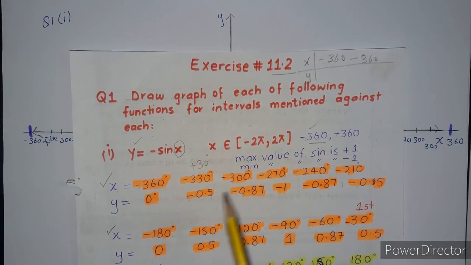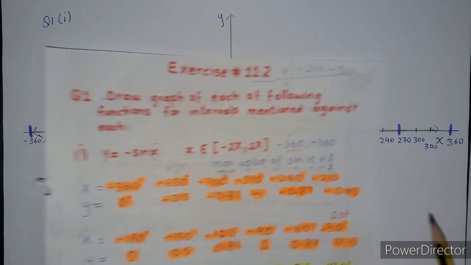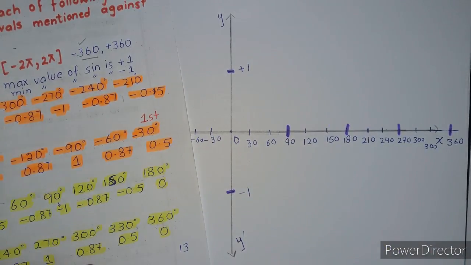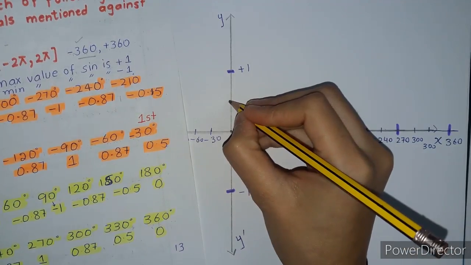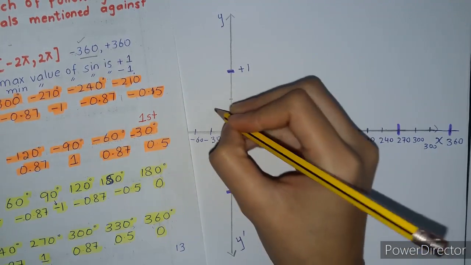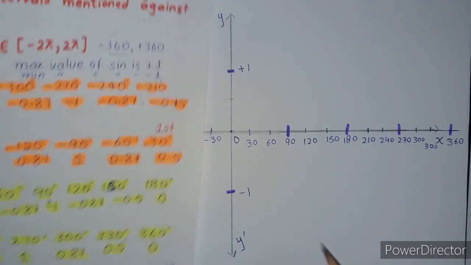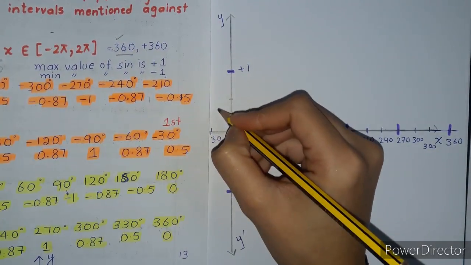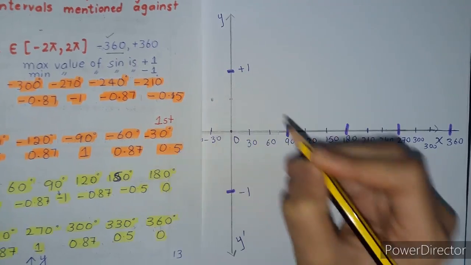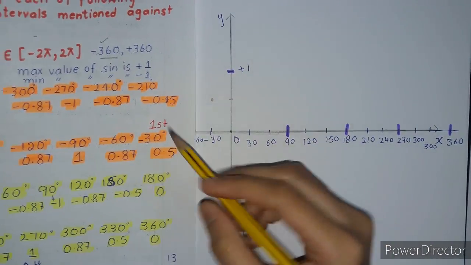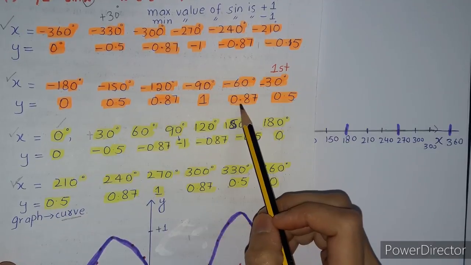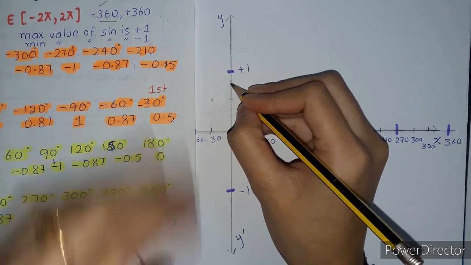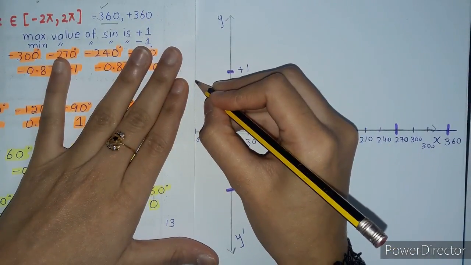First x value we will start from minus 30. Minus 30 is 0.5, positive 0.5 the value of x. So positive 0.5 would be somewhere here. So putting the dot over here. So I am using this paper to make the line straight here. Okay, putting dot here. Then minus 60 is 0.87 would be close to the 1. So marking here the point.